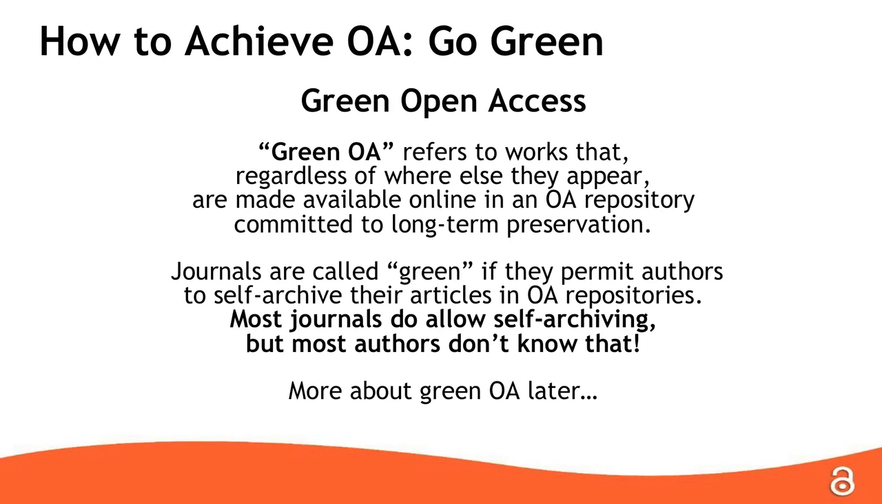So there's a lot to be said about gold open access, and I'll come back to it, but let's talk about the other form of open access first, which is called green open access. And green open access refers to materials that, regardless of where else they appear, are made available at no charge in an online open access repository committed to long-term preservation. So individual journals are called green open access journals, not if they themselves make the articles open access. They're subscription-based journals, but they allow authors to self-archive their articles in open access repositories, such as a repository dedicated to a specific discipline or a repository associated with the university.